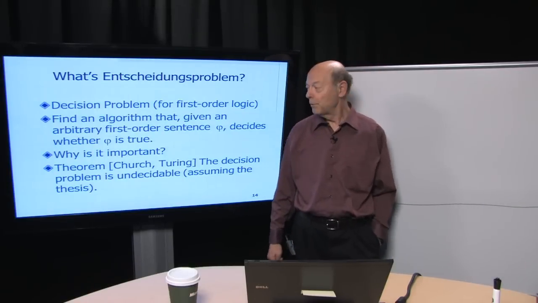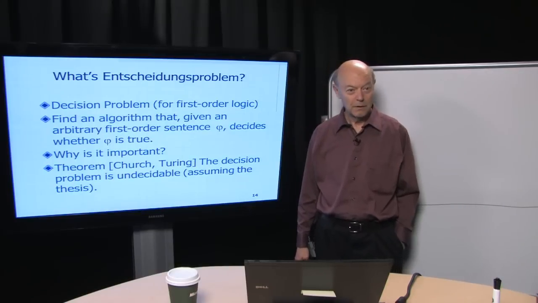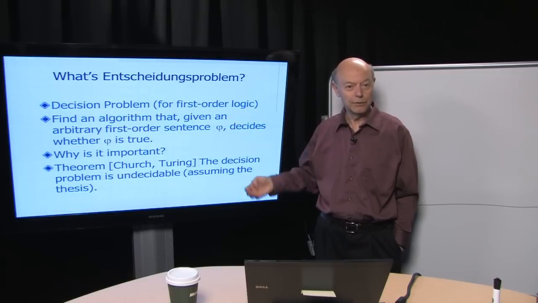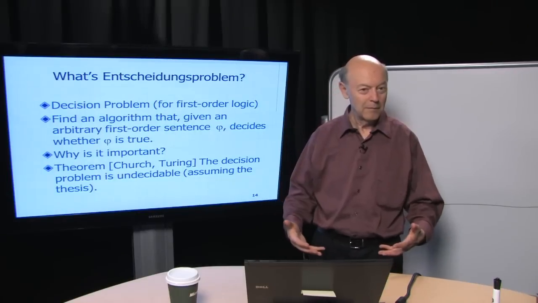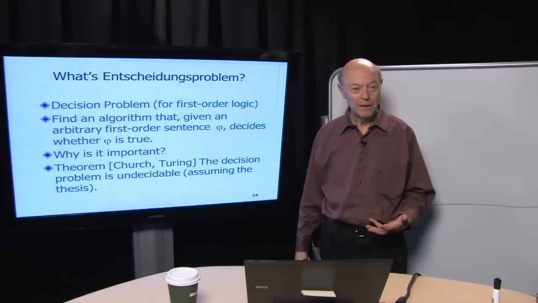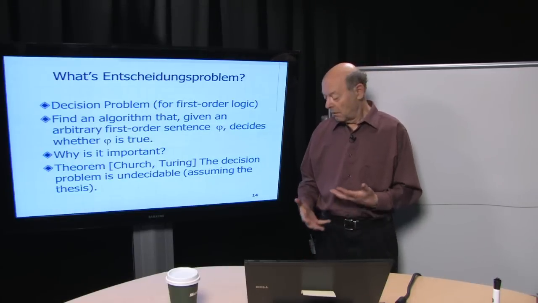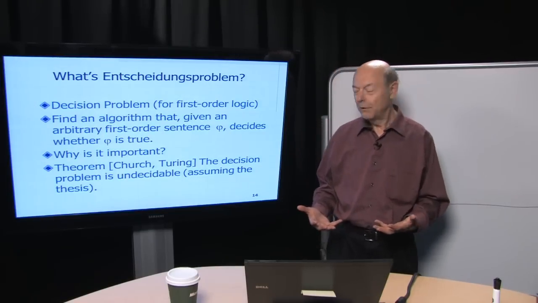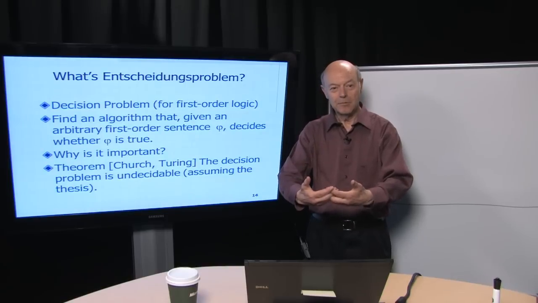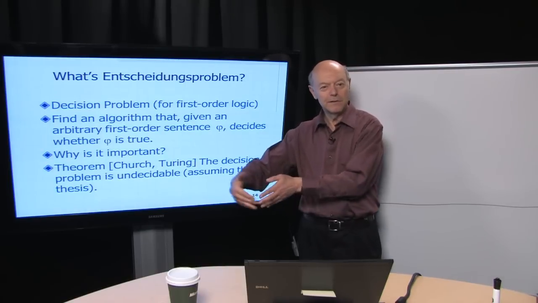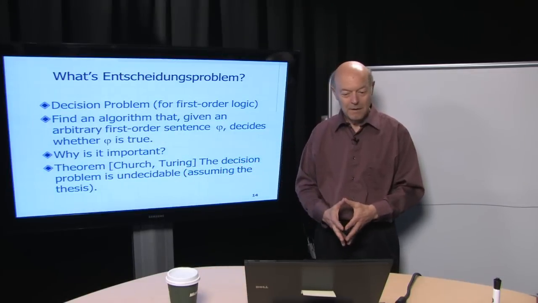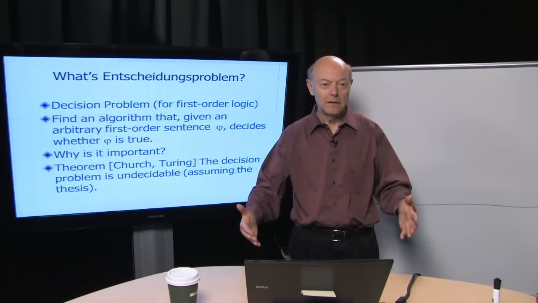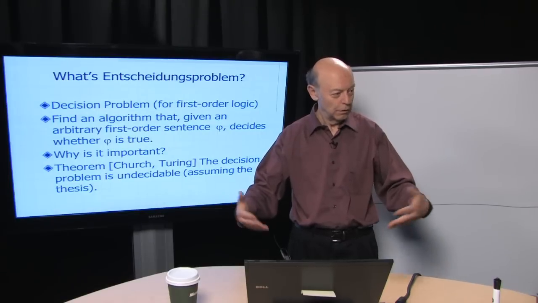And the particular decision problem that they were interested in was related to logic. The first-order logic, the standard logic of textbooks, was just formalized by the time Church and Turing worked. And the question arose whether it can be decided mechanically. So suppose I give you a first-order sentence: for all x, there exists y, such that for all z, something. Is there a general way, an algorithm, which, given such a sentence, tells me whether the sentence is true or not?